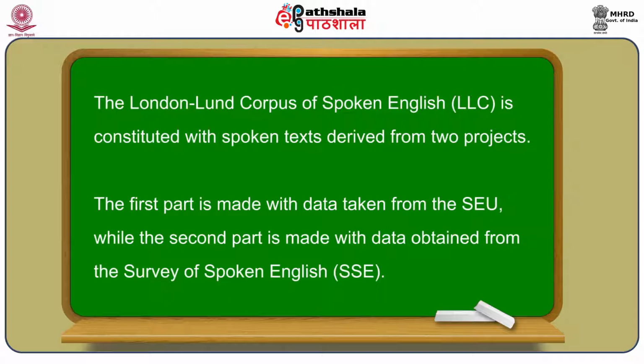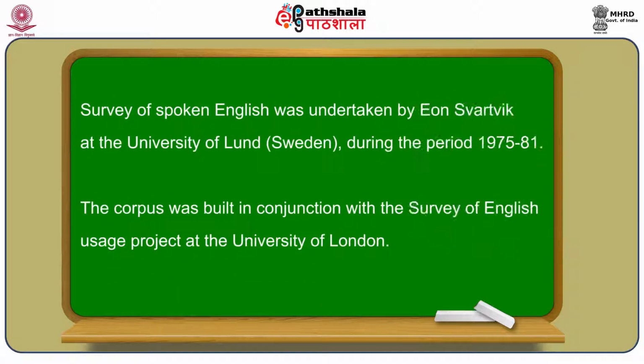The next one is the London Lund corpus of spoken English, which is broadly known as the LLC corpus. The London Lund corpus of spoken English is made with spoken texts derived from 2 projects. The first part is made with data taken from the SEU, while the second part is made with data obtained from the SSE, Survey of Spoken English. The second part, that is SSE, was started by Jan Svartvik at Lund University, Sweden in 1975 as a sister project of the Survey of English Usage.